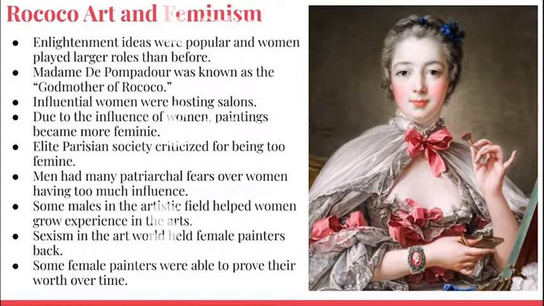Many influential women were hosting salons where the greatest philosophers, writers, and artists gathered. Due to the influence of women in Parisian society, paintings became more feminine. One of the main criticisms against elite Parisian society during the Rococo period was that its artistic styles, customs, and powerful presence of women was too feminine. Most men during this time saw the need for clear-cut gender distinctions. Rococo became synonymous with the patriarchal fears of the time.